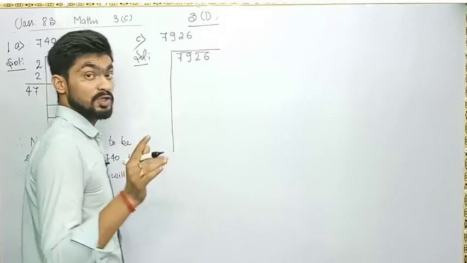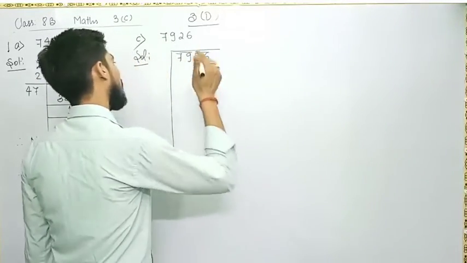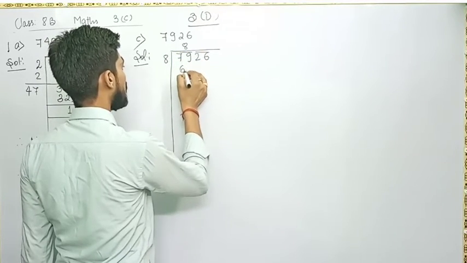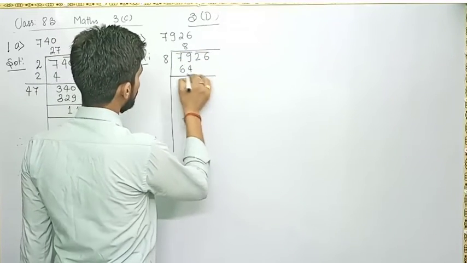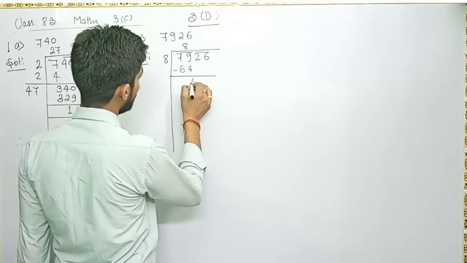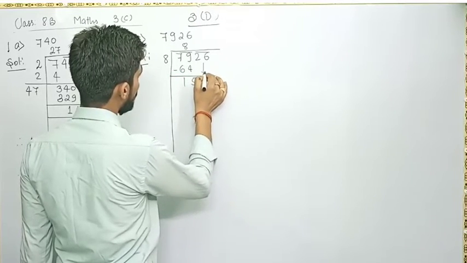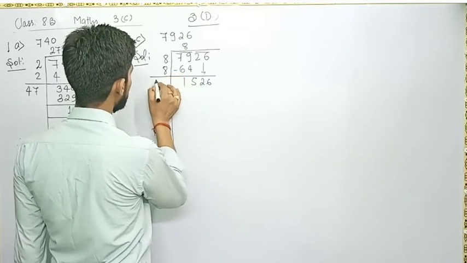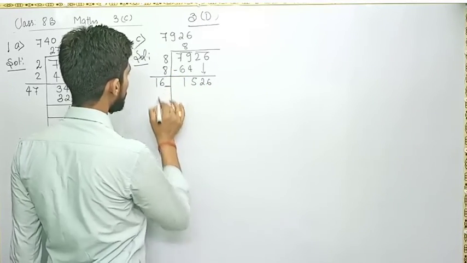79 is not a perfect square, but 8 8s are 64, which is a perfect square near 79. You will subtract, you will get 15. And the whole pair you will write here, 26. It is 8, 8, 16. One's place is empty.